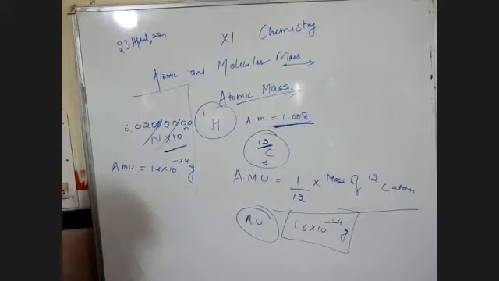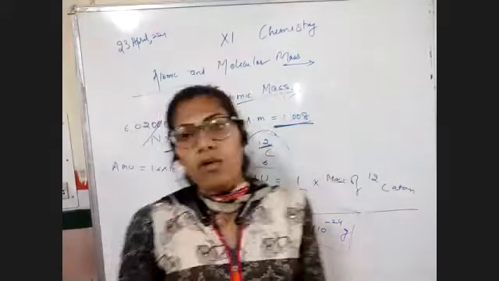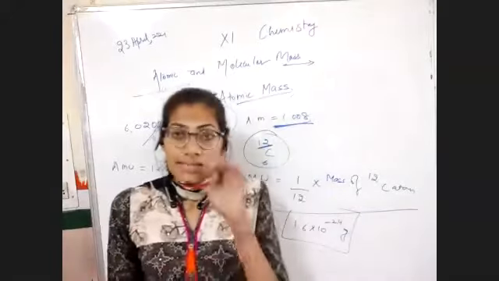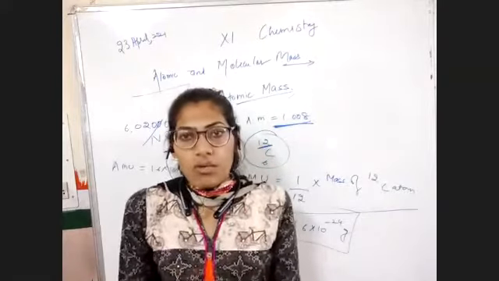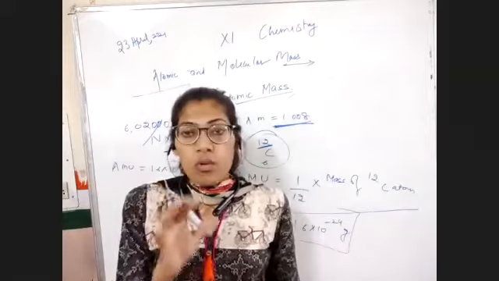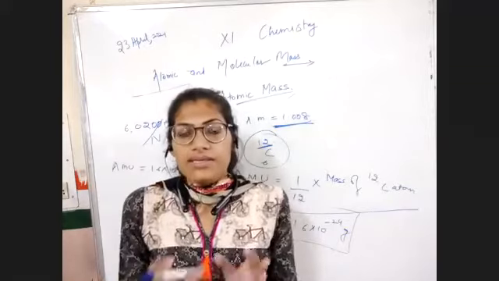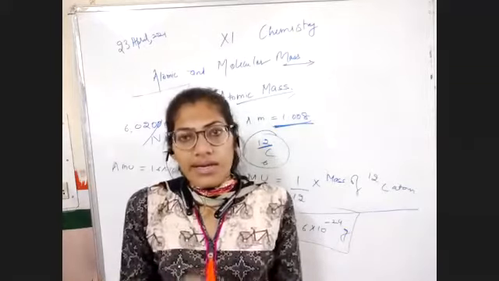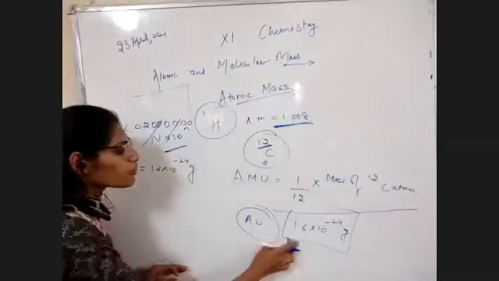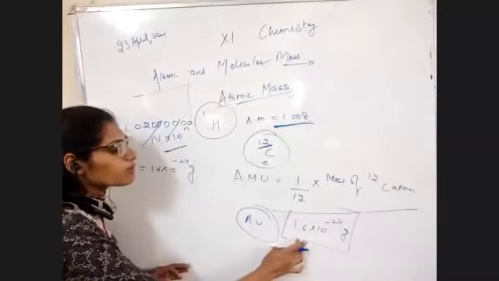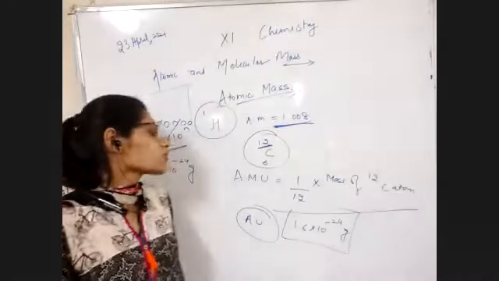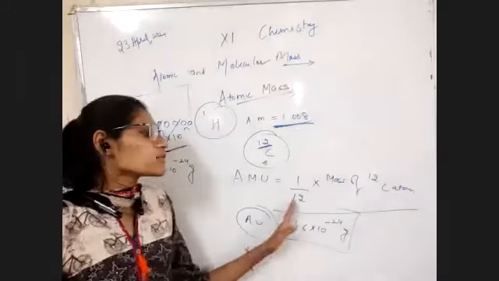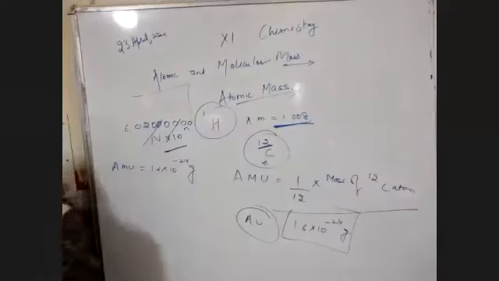Okay, that was all about atomic mass. So atomic mass is basically just a comparison, a reference to all other elements. It's a numerical quantity equal to 1.6 into 10 raised to power minus 24 gram. And how is it calculated? It is calculated as 1/12 of the mass of a carbon-12 atom.